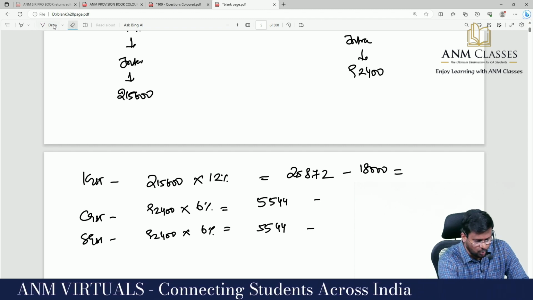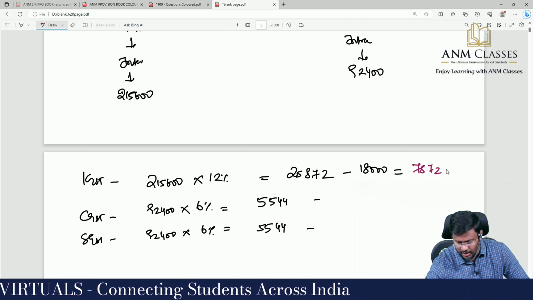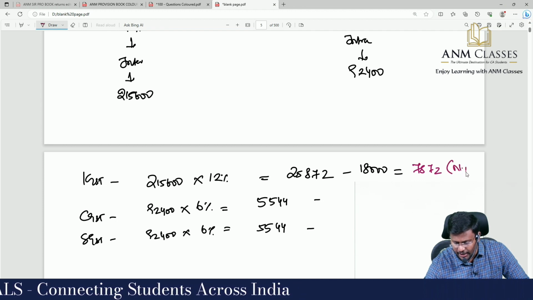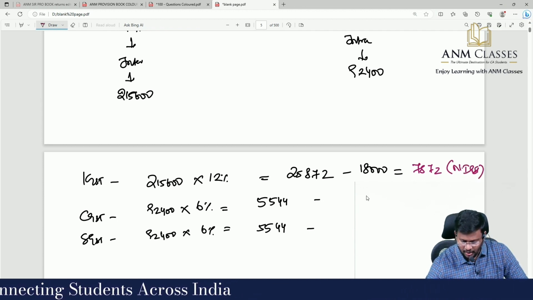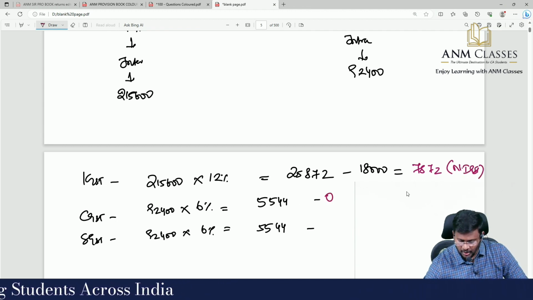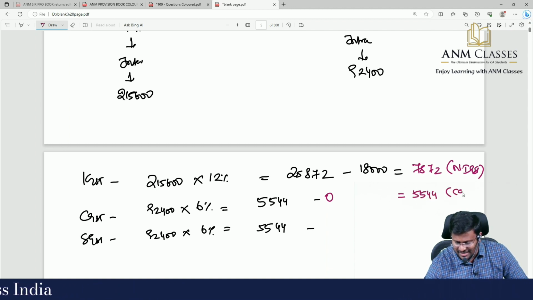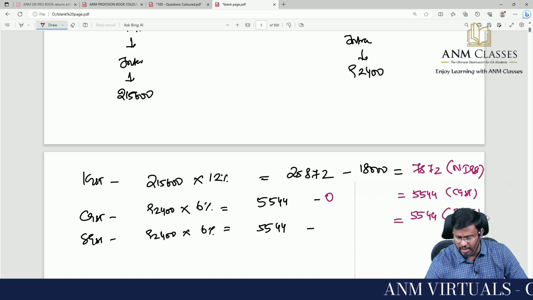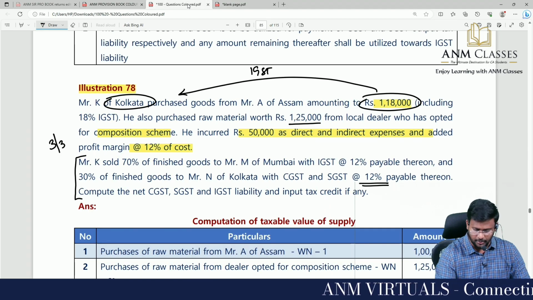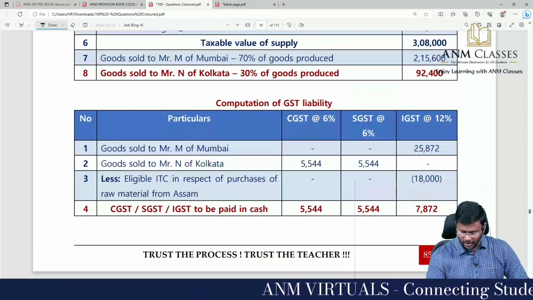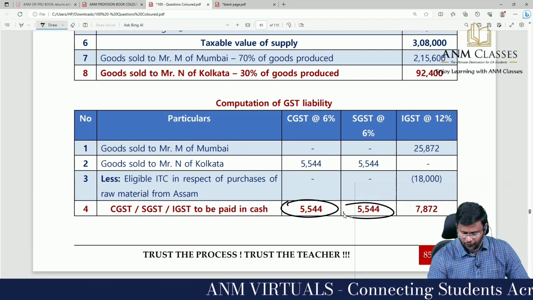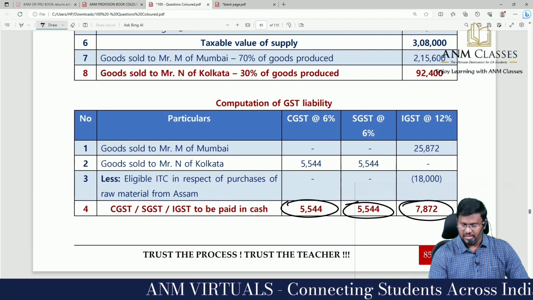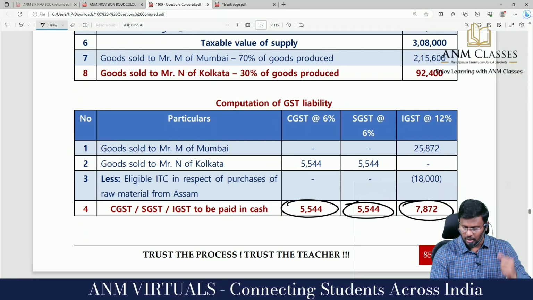So 7,872 is the net IGST payable. Correct? Here there is no credit. So 5,544 is the net CGST payable. Sir, 5,544 is the net SGST payable. Are you ready with me? So when you look at the answer, 5,544, 5,544, 7,872. Hello sir. Yes, sir.